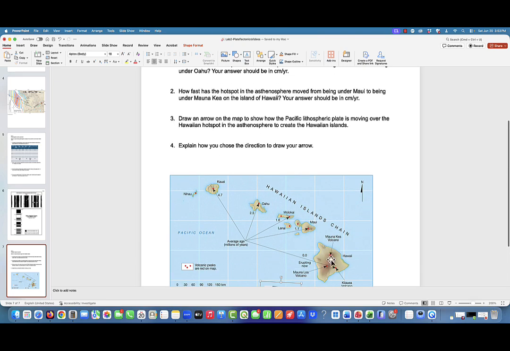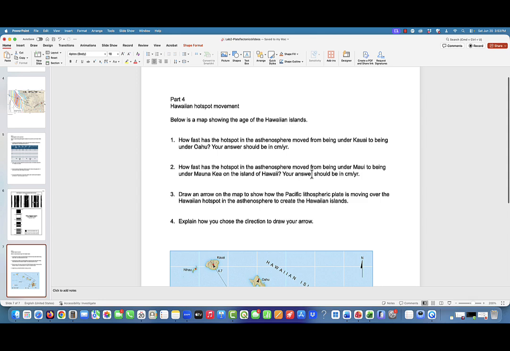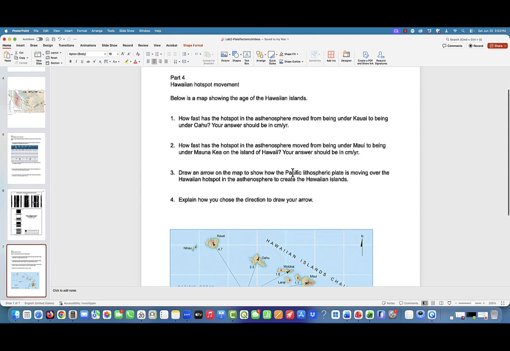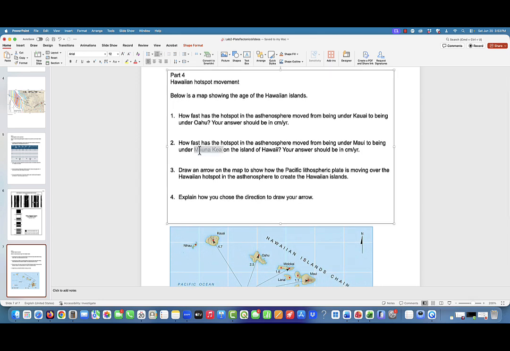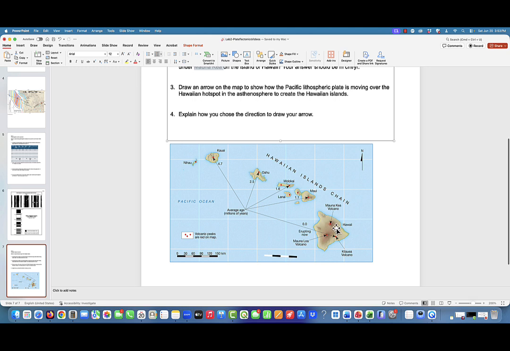Because you have to measure from one point here, when you're measuring from here, I ask you to use Mauna Kea as your reference for 0 time. So Mauna Kea is this volcano here. So when you're measuring to Maui, you'll measure the distance from here to here using this scale bar here. So you just twist that around, measure the distance.